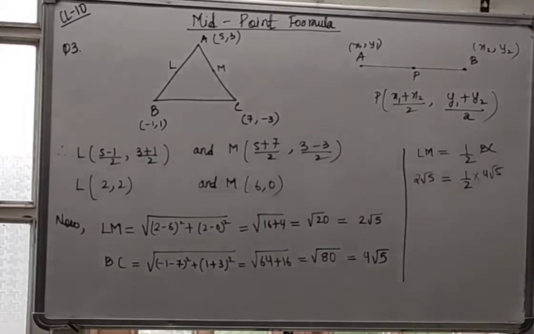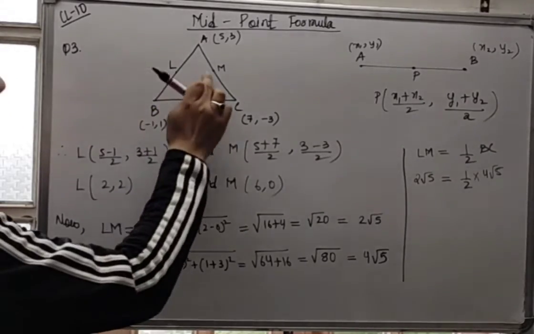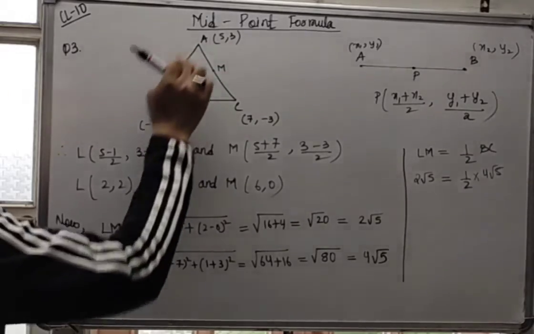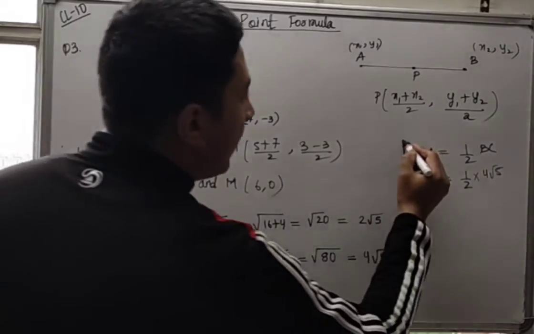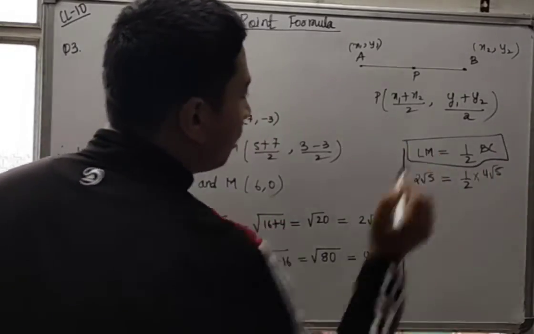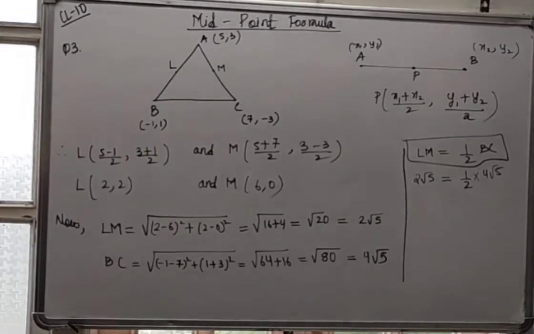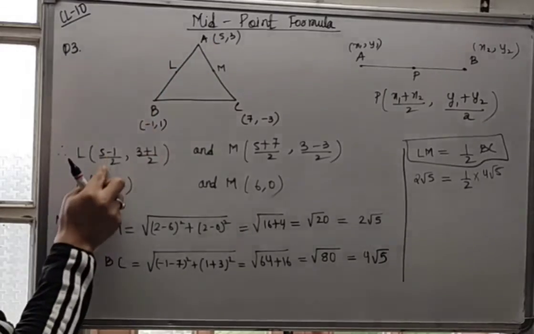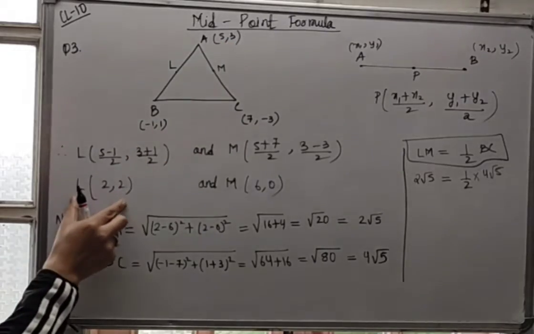Your question number 3 says that A, B, C are the vertices of a triangle having coordinates this. L and M are the midpoints of AB and AC. L is a midpoint of AB, M is a midpoint of AC. You have to prove that LM is equal to half of BC. Okay, so as L and M are the midpoints, the coordinates of L will be 5 minus 1 divided by 2, comma 3 plus 1 divided by 2, which will give you 2, 2.